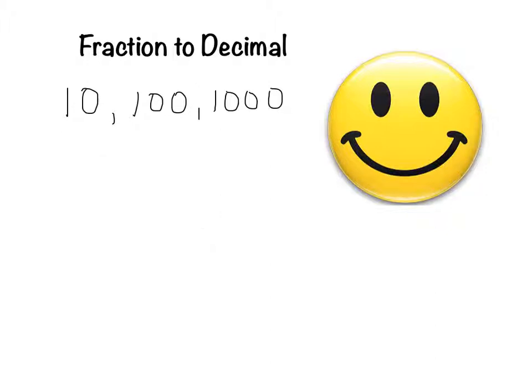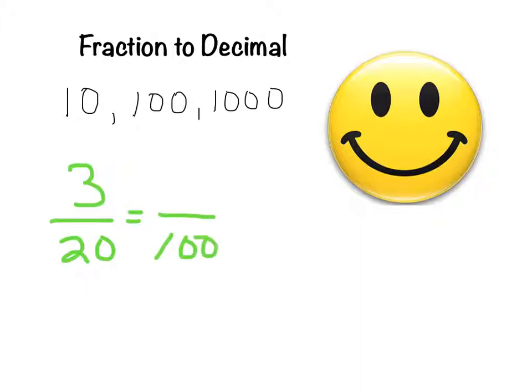Another medium happy kind of problem could be a problem like 3/20. 20 times a number can't give you 10, but 20 times 5 can give you 100. So therefore, 3 times 5 gives me 15, and now 15 hundredths is a nice happy fraction that gives us 0.15, or again, 15 hundredths.